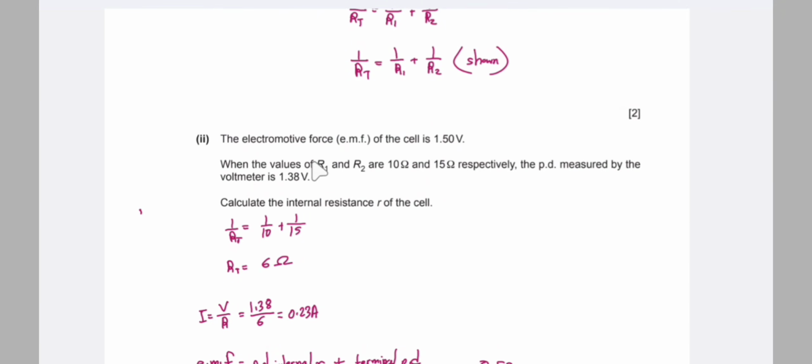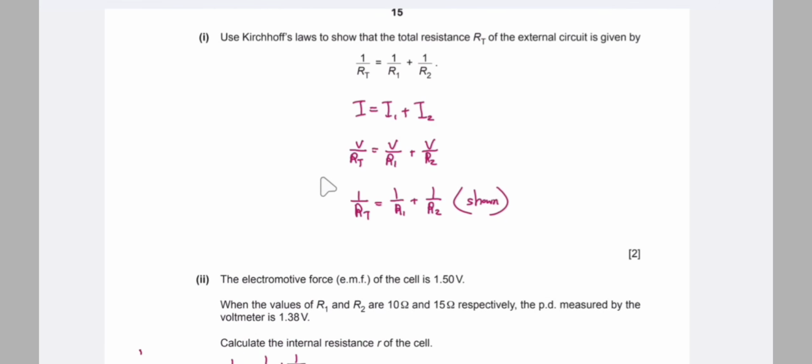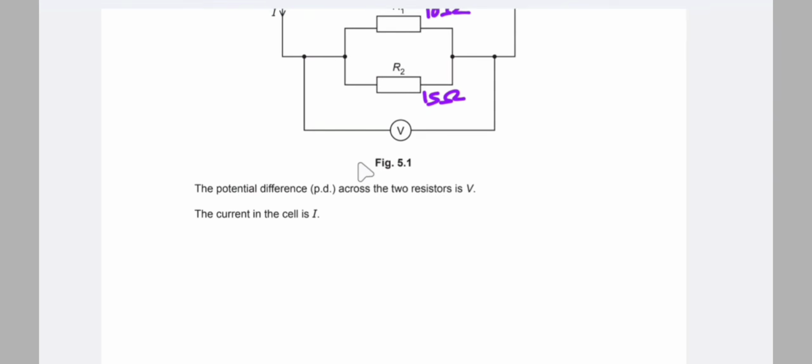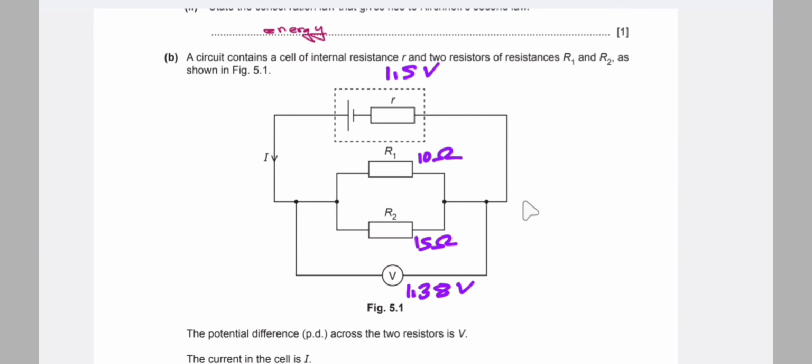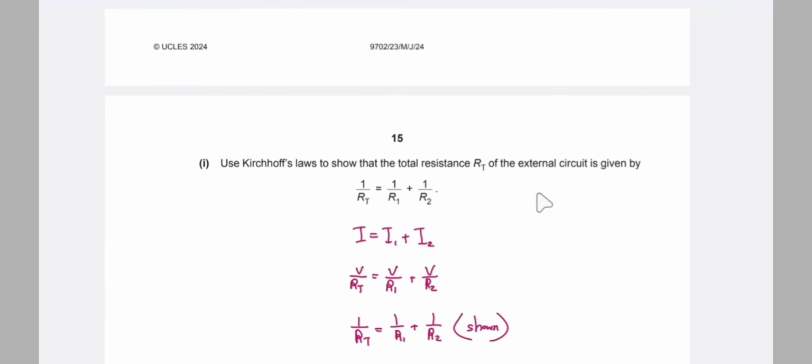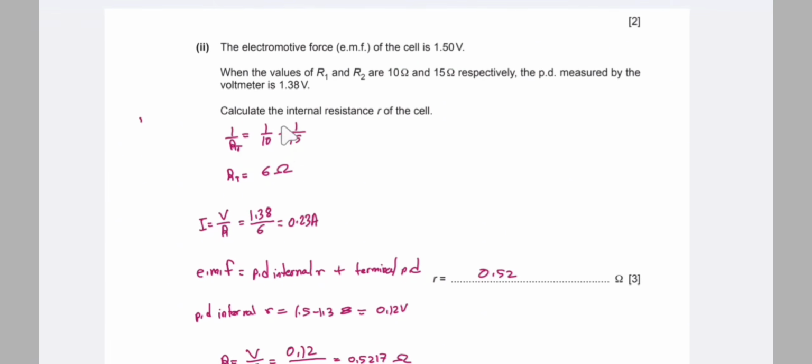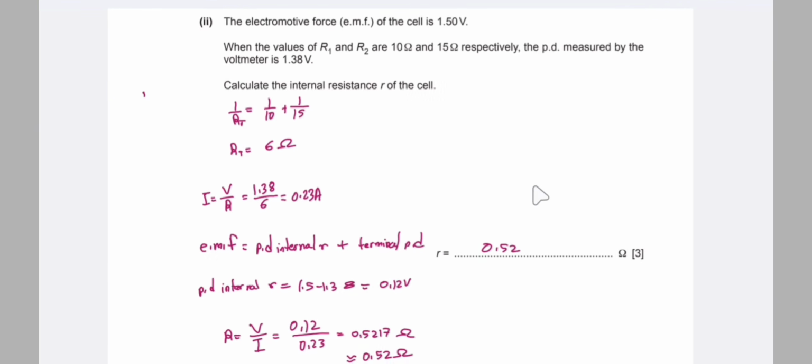the potential difference measured by the voltmeter is given, that is 1.38. So the potential difference across R1 and R2 is 1.38 volt, as the voltmeter is connected across R1 and R2. Calculate the internal resistance of the cell.